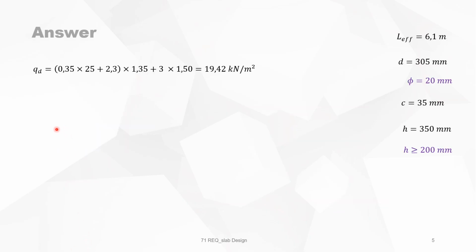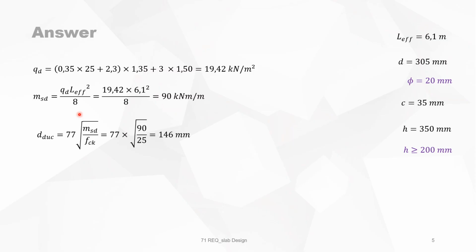The total load is then the permanent load, which is the weight of the slab, which is 0.35 times 25, plus the finish of the floor, times 1.35, and 1.5 times the mobile load of 3. So the total load in ULS persistent situation is 19.42 kilonewton per square meter. From this, we can calculate the maximum bending moment of 90 kilonewton meter per meter.